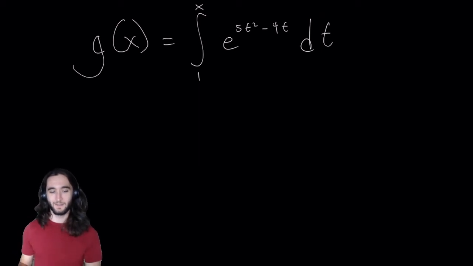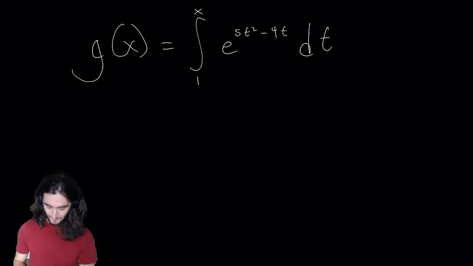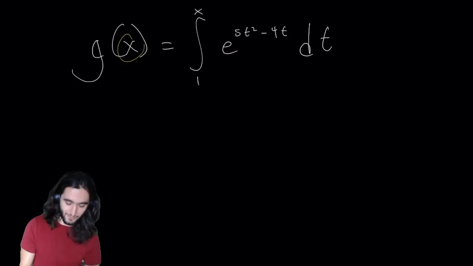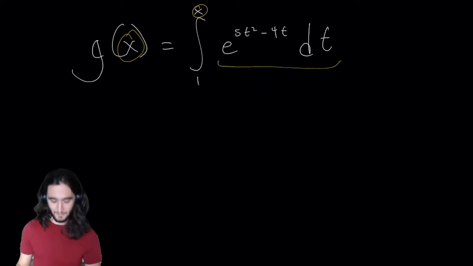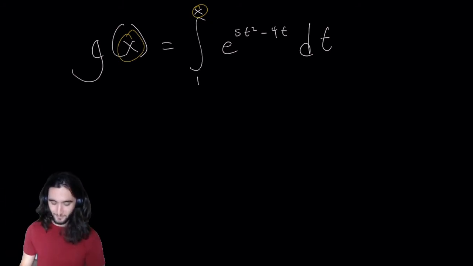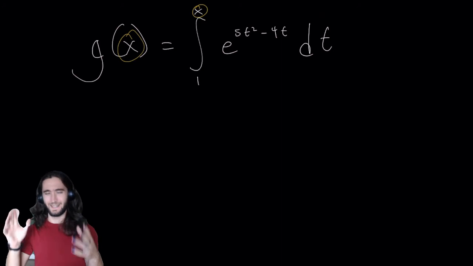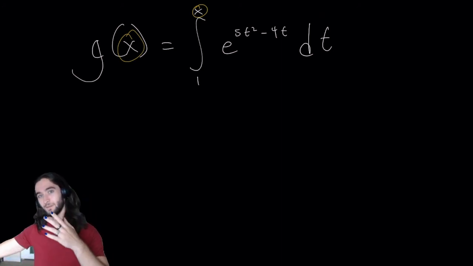Right, so now we have a function g, and this function is defined to be the integral from 1 to x. So the input variable for g actually goes right there of this function of t, right? Notice that t is the variable of integration. The way that you'd figure that out is you take e to the 5t squared minus 4t, you figure out what's the antiderivative of that, and then you're plugging in x and 1, right?